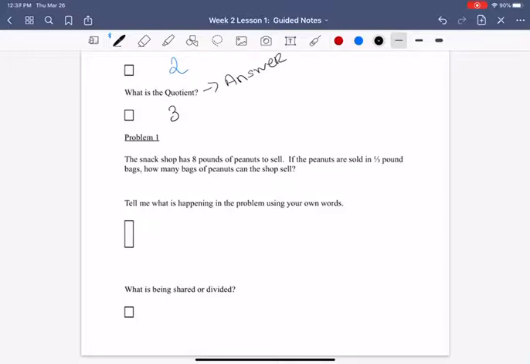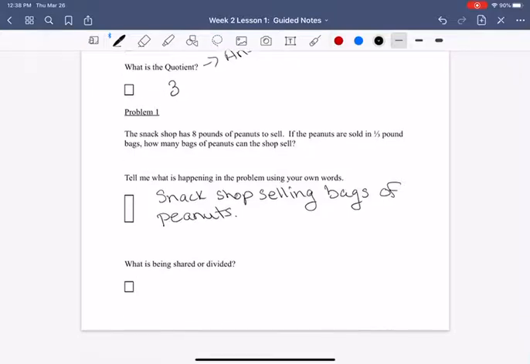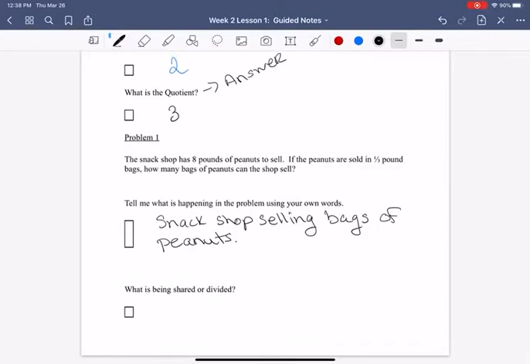So what's going on in this problem? Well, we've got a snack shop and they're selling some peanuts. So we've got a snack shop selling peanuts. And they're selling the peanuts in 1/3 pound bags. So they're selling bags of peanuts. Make sure that as you're working on your guided notes, following along, that your paper matches my notes.